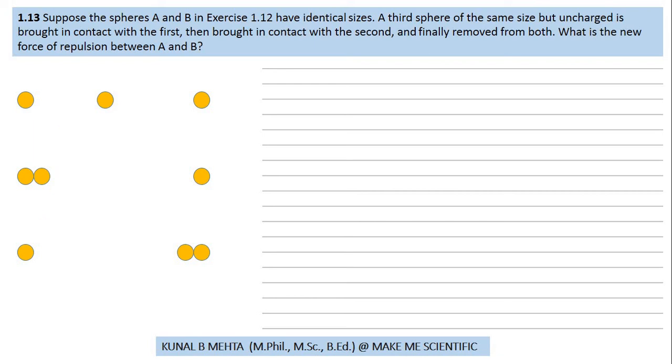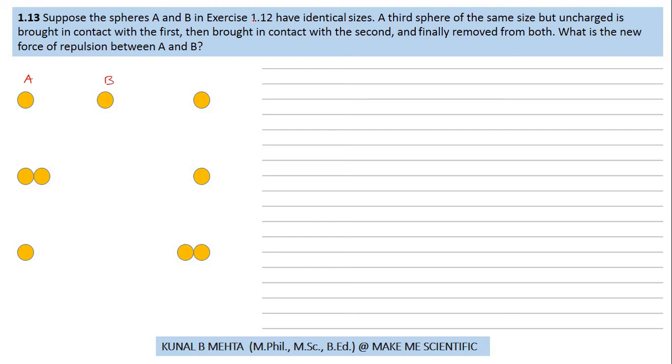Hello everyone. So let's discuss problem 1.13 of the electric field and charge chapter. As per the question, the spheres A and B are identical in size. So this is our sphere A, and this is sphere B.